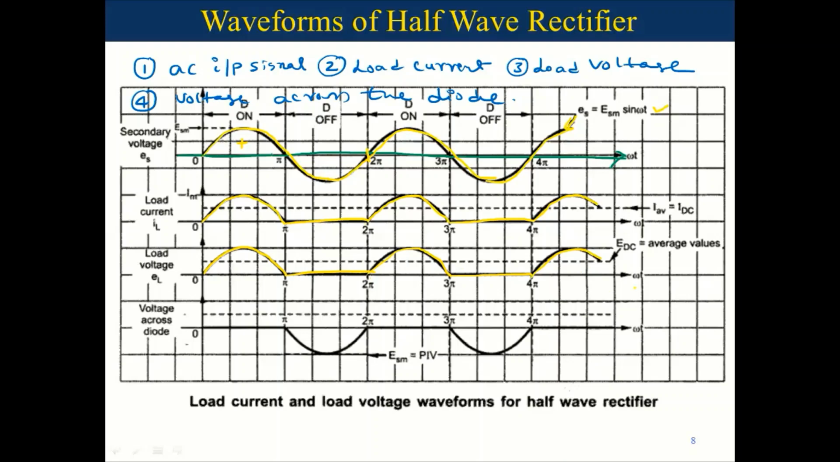Now, what is the voltage drop across the diode? If the diode is forward biased, it acts as a short circuit, and the voltage across a short circuit is equal to 0. That's why during the positive half cycle, the diode is forward biased, acts as a short circuit, and the voltage across it is 0. That means all the input voltage is dropped across the load, and no voltage or negligible voltage is dropped across the diode. And during the negative half cycle, the diode is reverse biased, there is no load current, no voltage drop across the load, and hence all the voltage is dropped across the diode only.